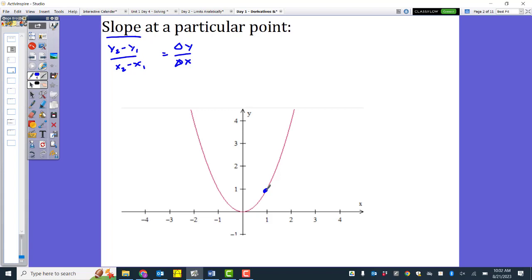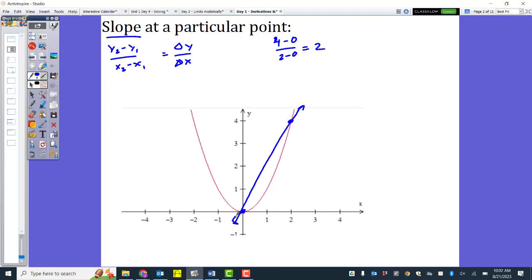So let's think of the slope between 2 points. Let's say we have 2 points here, this one and this one. That's the point 0, 0, that's the point 2, 4. So we have 4 minus 0 over 2 minus 0. Looks like a slope of 2 along that line.